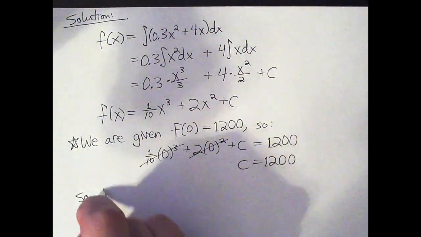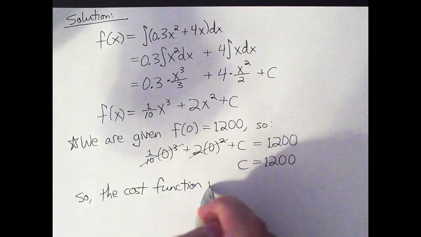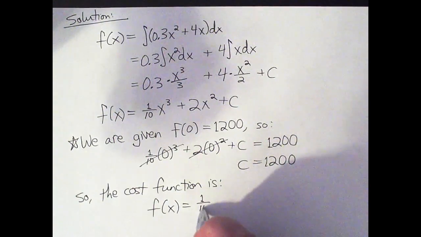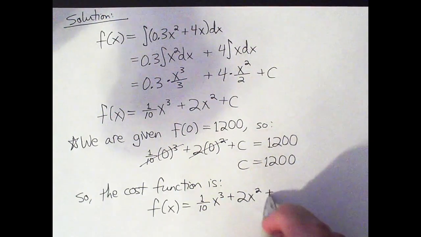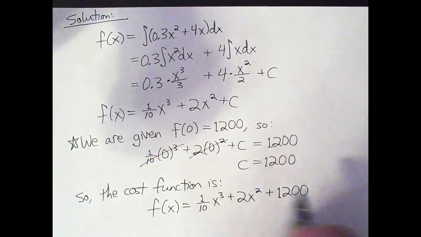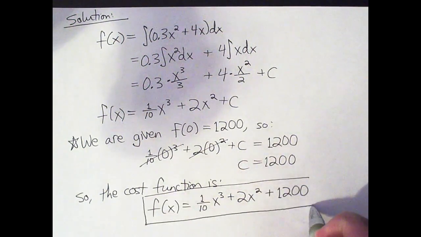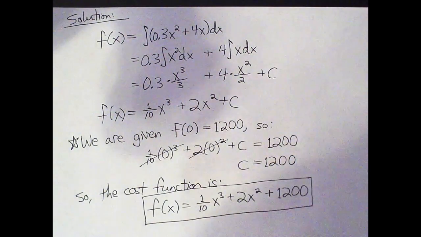So the cost function is the answer that we found above with the c value that we found. And I'm going to put a box around that. And that is one specific function instead of a family of all functions. This is the one specific function that is the correct answer.